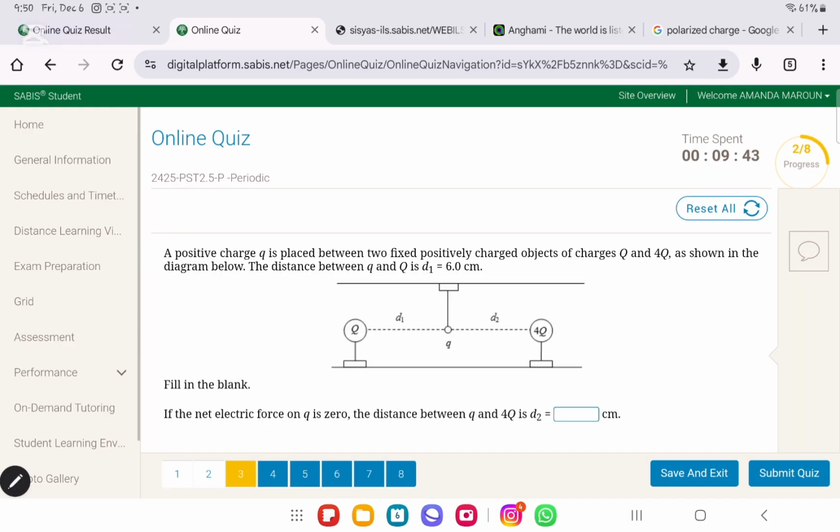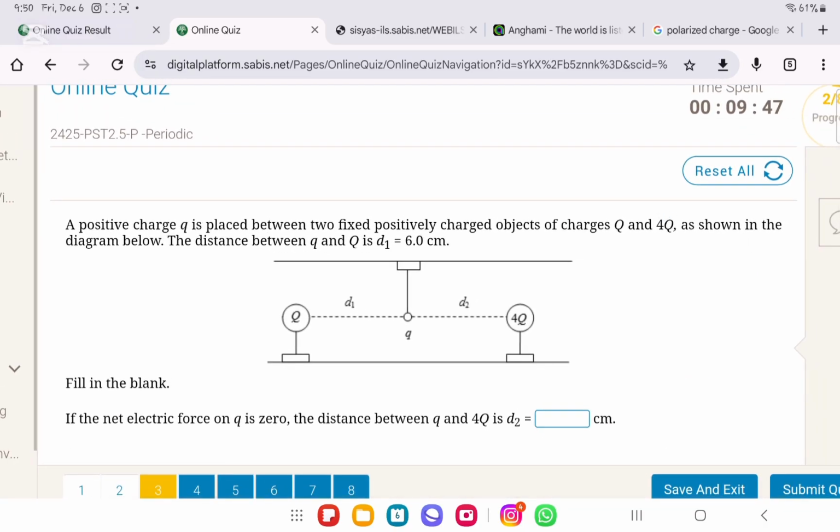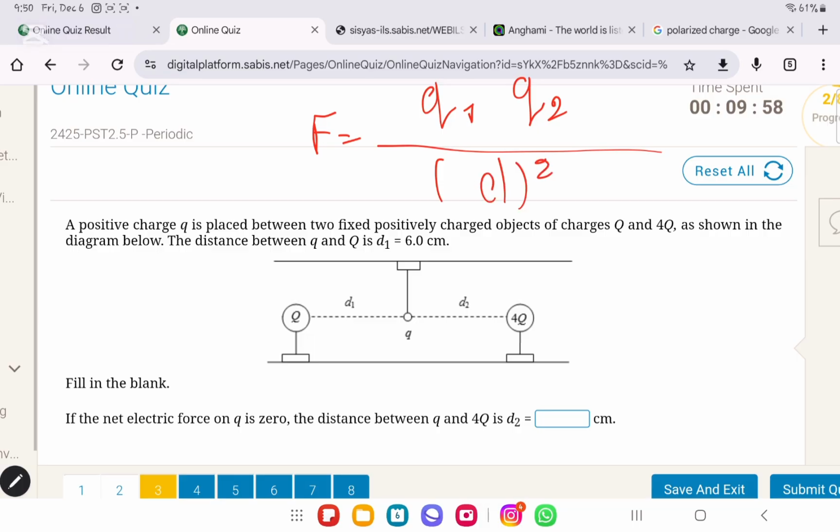Now, question number 3 is a very nice question. We need to apply something called Coulomb's law. This is just in general, the law: the force is equal to quantity charge 1 times quantity charge 2 divided by the distance squared. So they told us a positive charge q is placed between two fixed positively charged objects of Q and 4Q as shown in the diagram below.